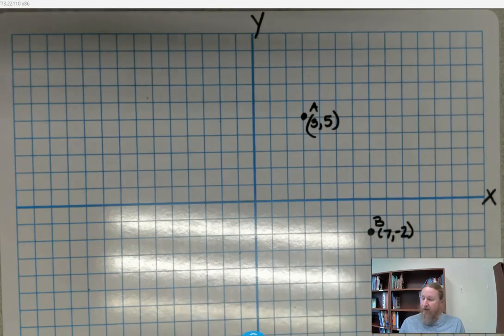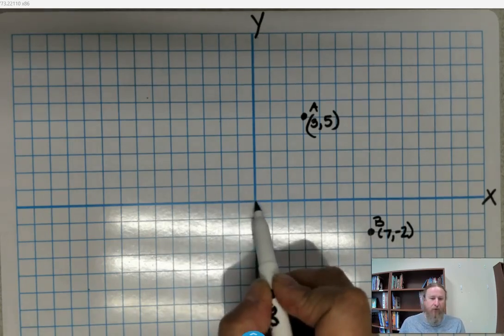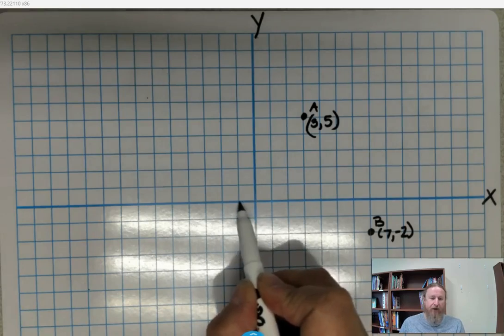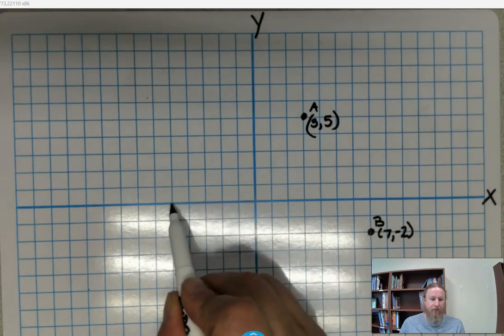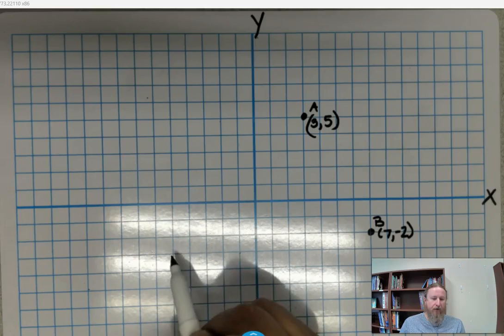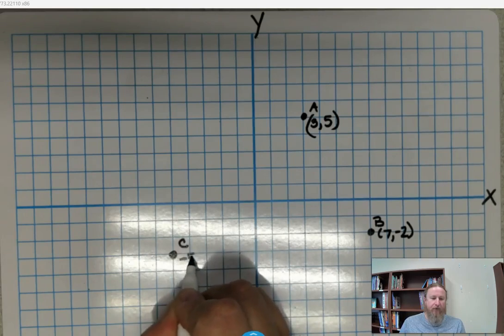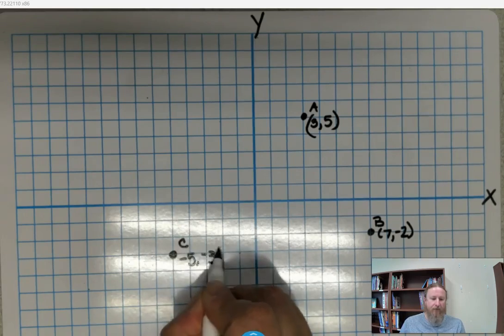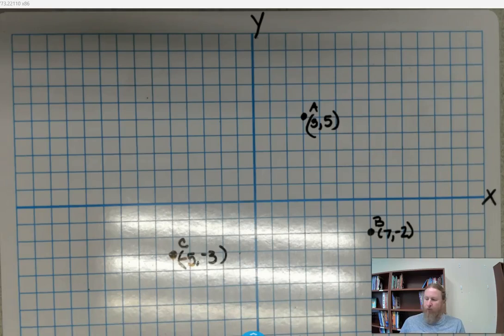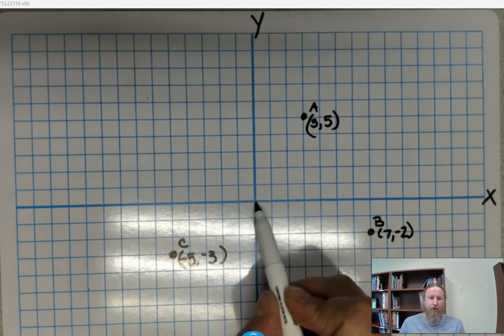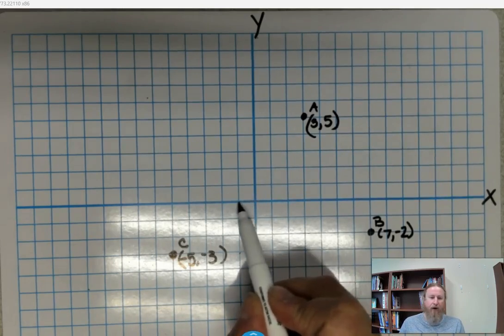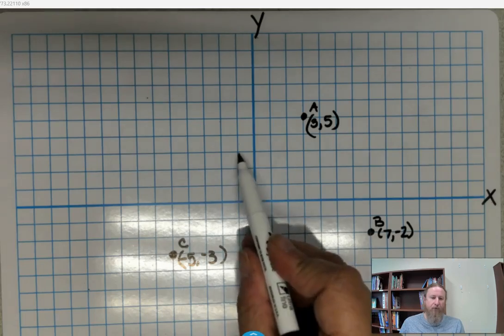For point C, we have negative 5, negative 3. So we go to the left now because our x is negative. And then because y is also negative, we go down 3. And we have point C at negative 5, negative 3. For point D, it is negative 1, 5. So we go to the left 1, and then up 5 because our y value is positive.